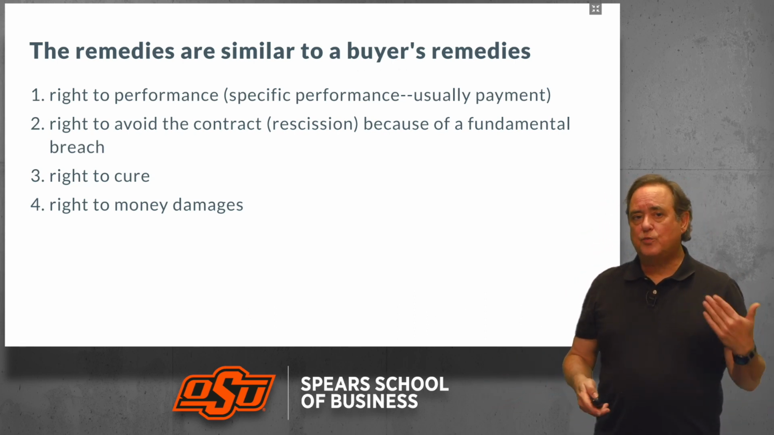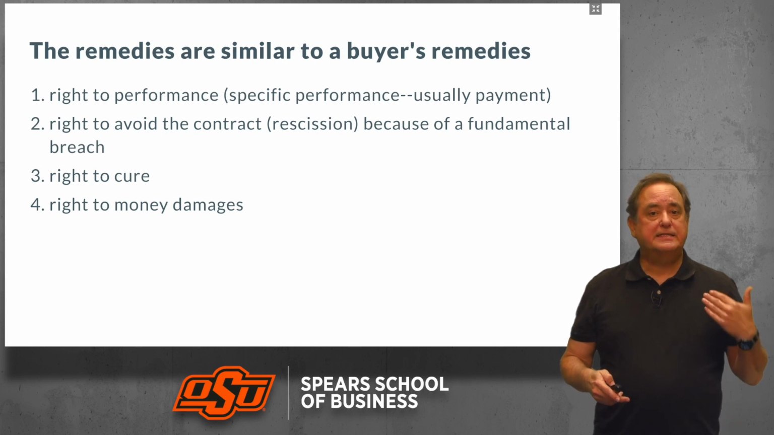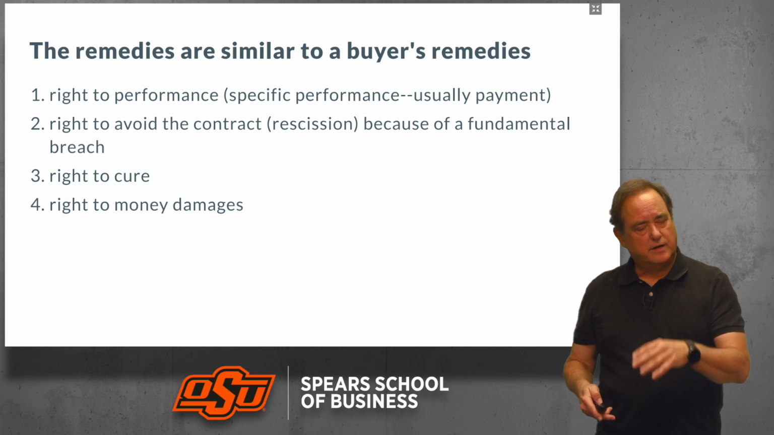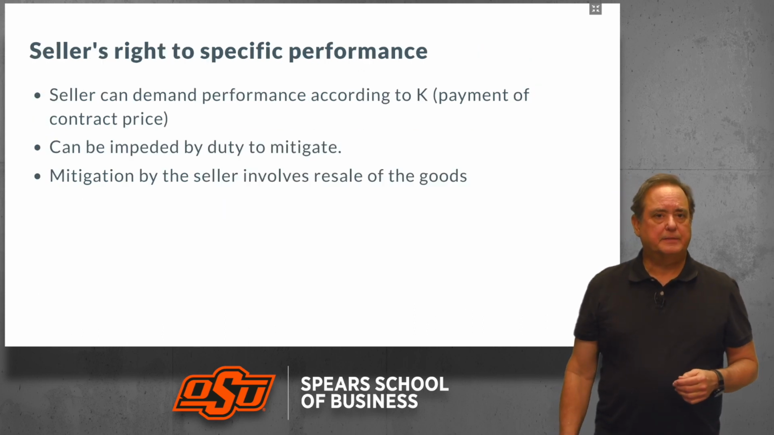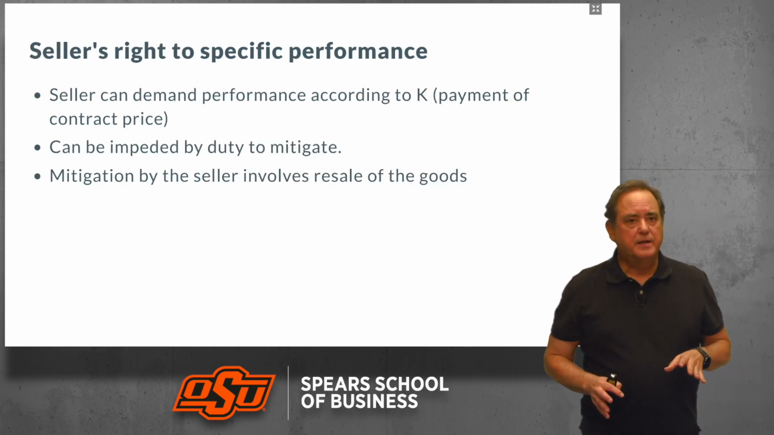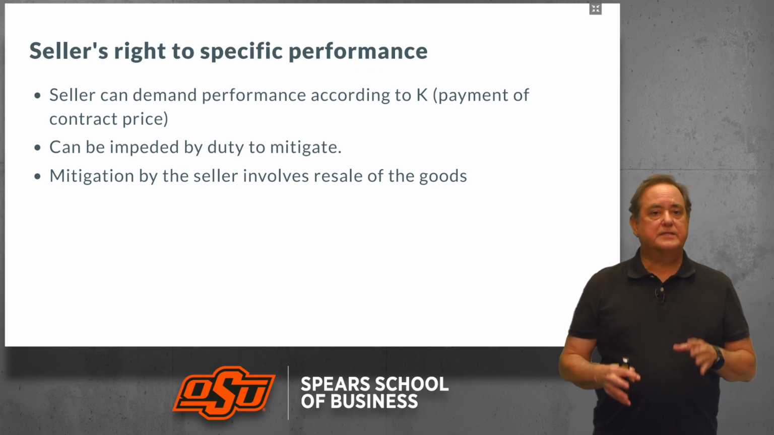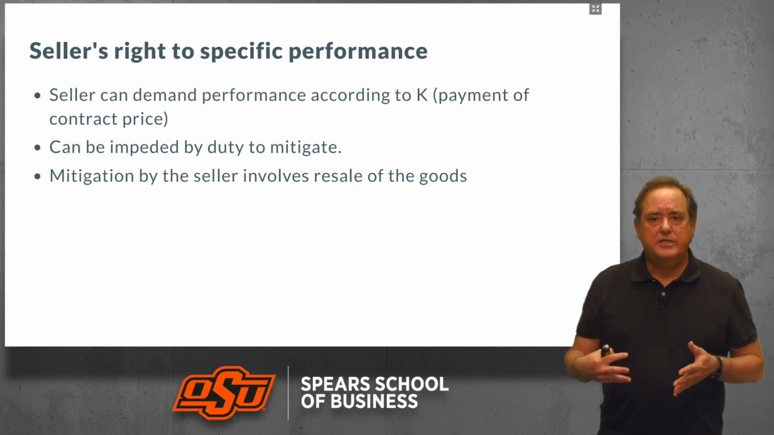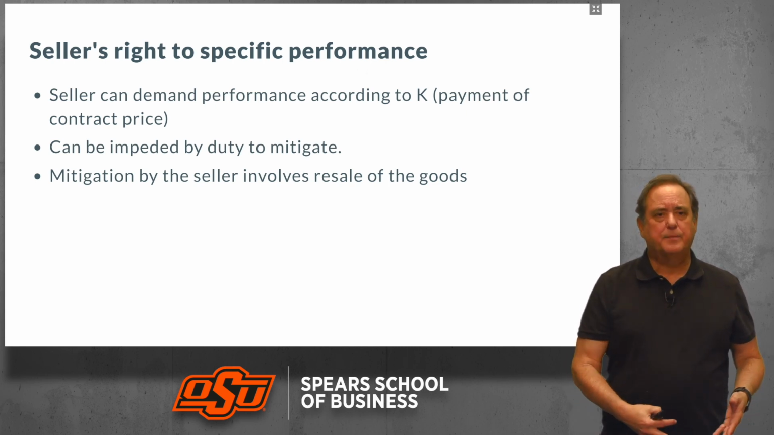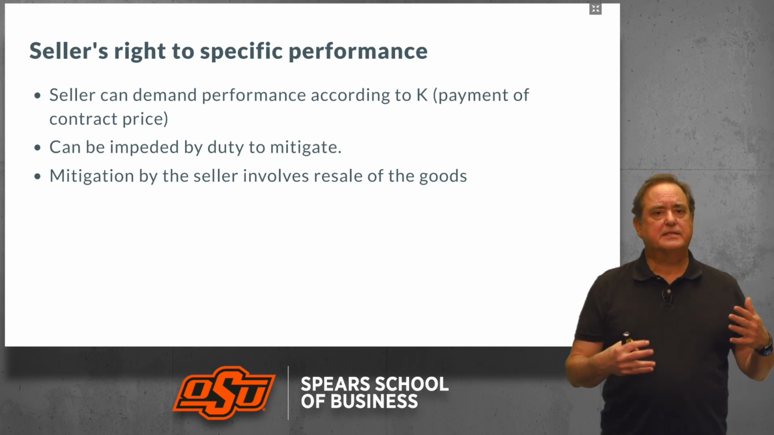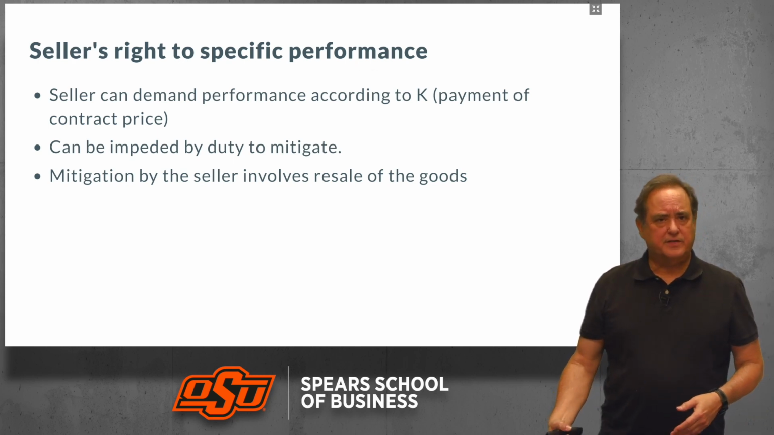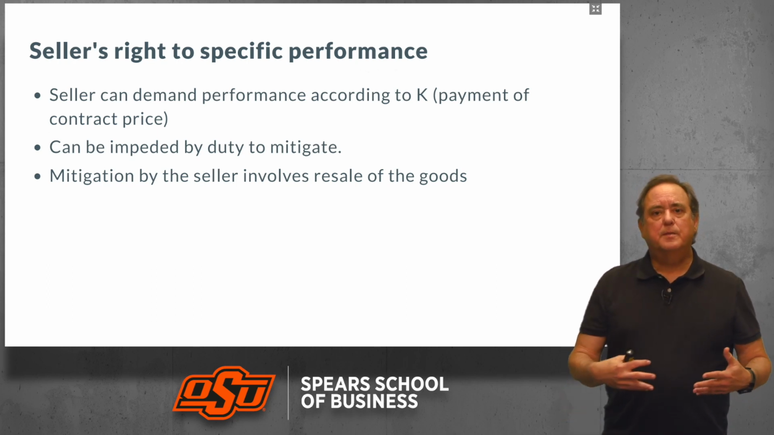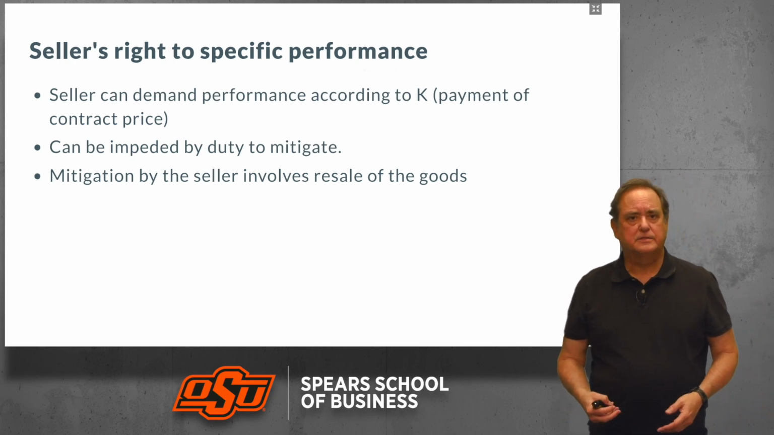We mentioned the seller's right to cure, and the seller also has a right to money damages, which I'll address in a separate topic. So let's talk a little bit about a seller's right to specific performance. And again, the seller can demand performance according to the contract, which is to say payment of the contract price. So if a question on your test asks about a seller's right to specific performance, they can do so, and ordinarily that performance is payment for the contract price.